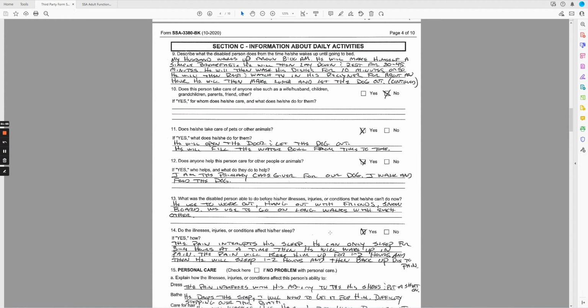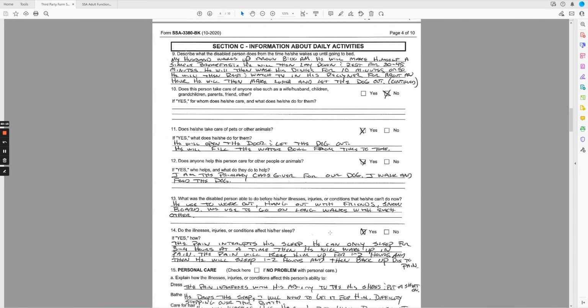Does anyone help this person care for other people or animals? Yes. And here, as the significant other, my wife wrote down, I am the primary caregiver for our dog. I walk and feed the dog. So I think if you are a significant other and you're the one doing this, you should point out, I am the primary person.